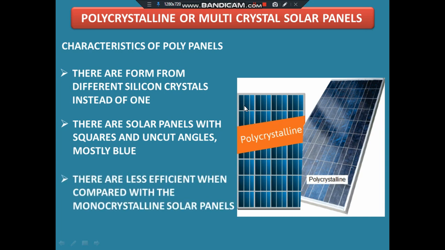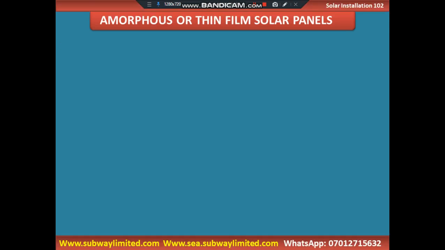They are less efficient when compared with the monocrystalline solar panels. We already said that the monocrystalline solar panel is the best and most efficient solar panel. So second in our list in terms of efficiency is the polycrystalline solar panel. So if you are using your polycrystalline solar panel, you cannot expect to have the same efficiency compared to when you are using your monocrystalline solar panel, and the costs cannot be the same. So when you are buying your solar panels, the polycrystalline solar panels will be cheaper than the monocrystalline solar panels because of their lower efficiency.